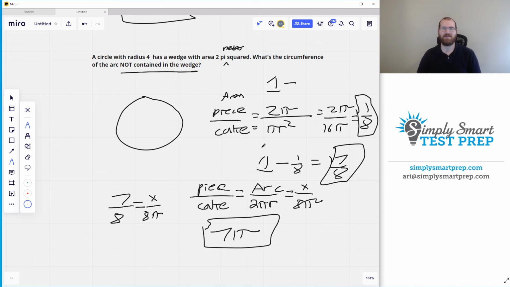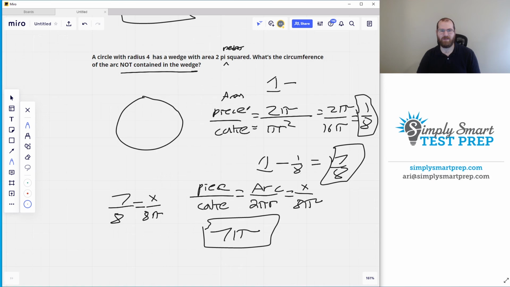Now, if I was asked to find the circumference of the arc, the length of the arc in the wedge, then I would just use that 1 over 8, and that would be just pi. Or I could recognize that 8 pi minus 7 pi equals just pi. Again, just figure out the piece of cake first, set up the problem, realize what you're doing the piece of cake for. If it's area, set it up from there.